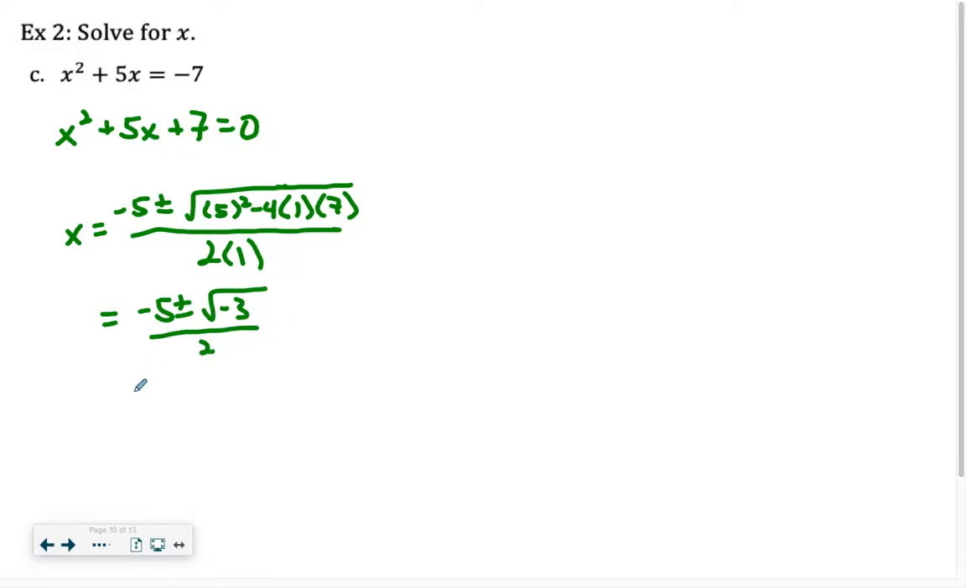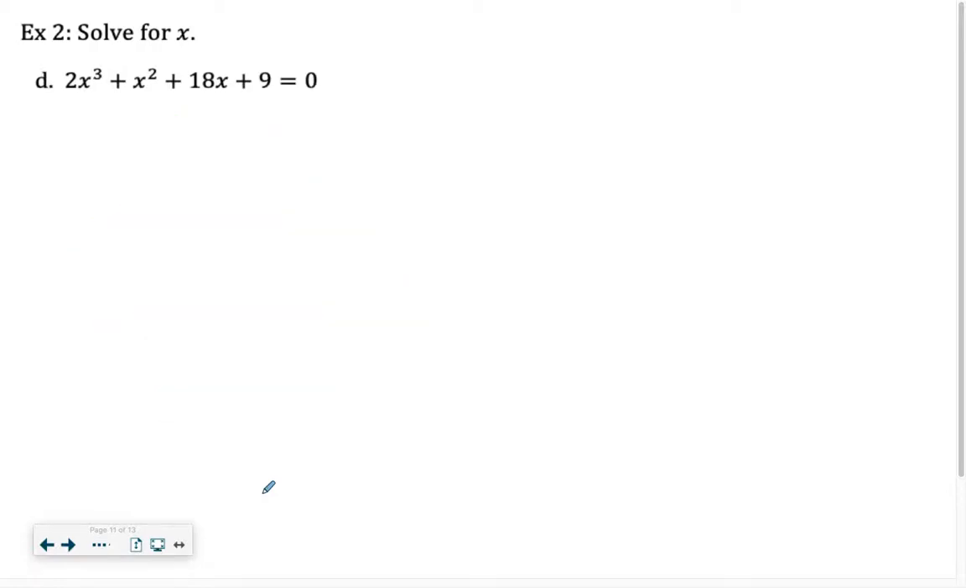And then I can simplify, just like we did on the last problem. The square root of negative 3, I can rewrite that as the square root of negative 1 times the square root of 3. And then the square root of negative 1 is just i. So I can write my answers here as negative 5 plus or minus i times the square root of 3, over 2. Now, it is convention if we have a square root to write the i first. Okay? If we end up with a whole number, we would write the i second. All right. One more example here.